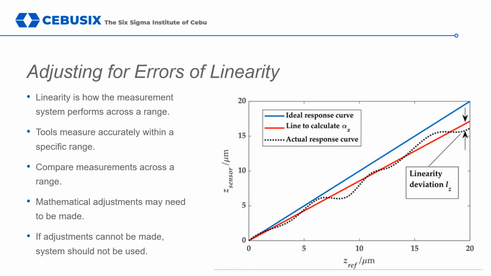In some cases, teams can develop mathematical equations to account for the discrepancies. If mathematical adjustments are not possible, then teams should not use the measurement system to measure ranges where linearity errors regularly occur.